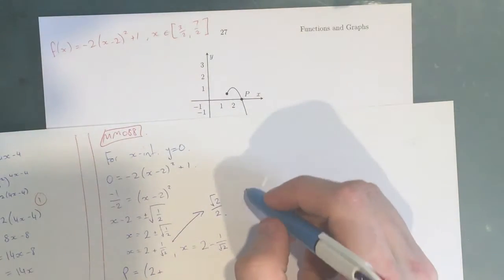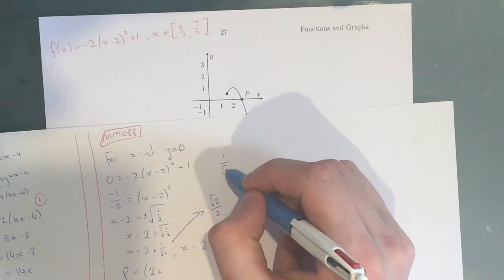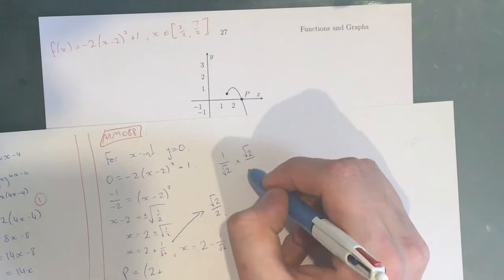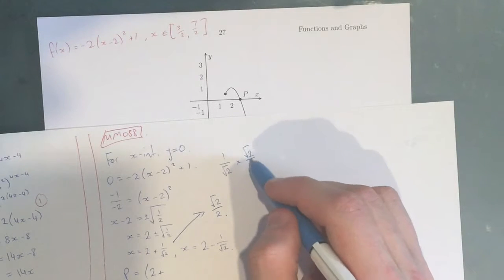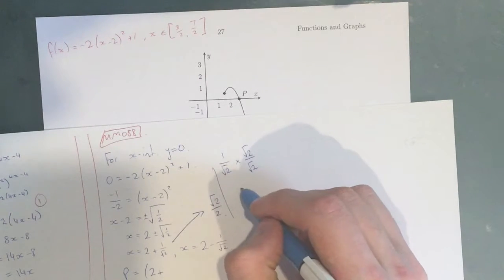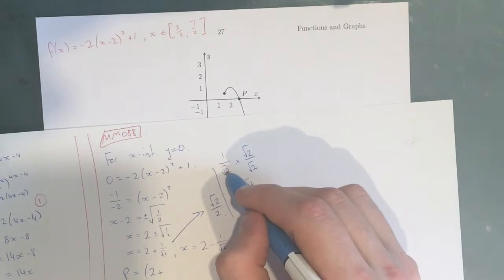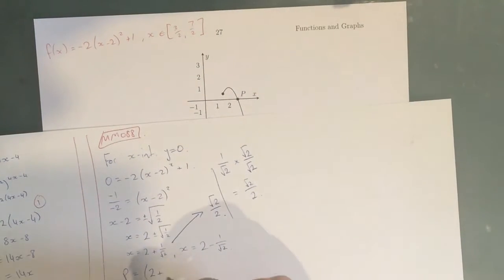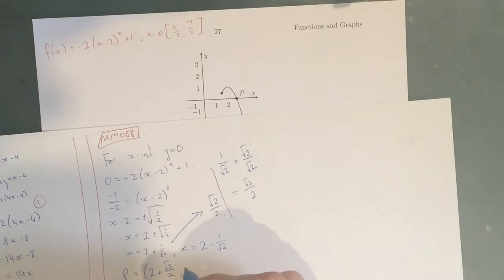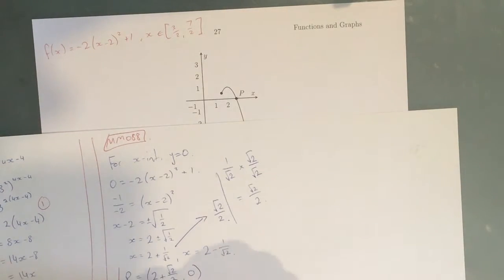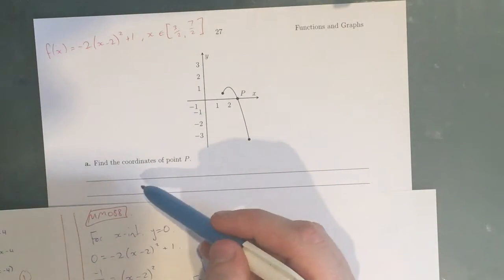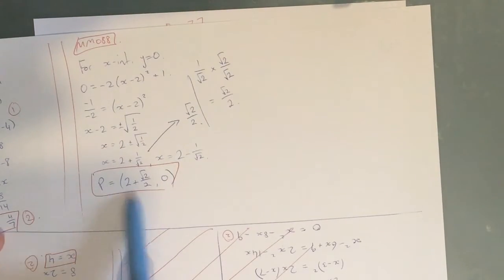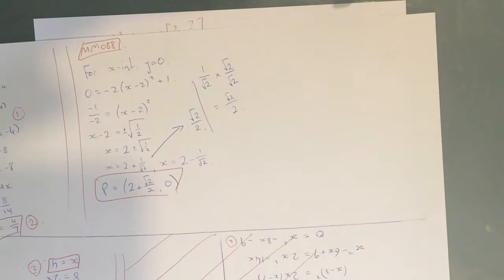So therefore, point P has x-coordinate 2 plus 1 on root 2, which is actually equal to 2 plus root 2 on 2. And the reason why is because if we rationalize our denominator, what that means is we multiply by root 2 on root 2, which isn't actually changing the number, we're just multiplying by 1, but changing the fraction. And then that equals root 2 over root 2 times root 2, which is just 2. So it's root 2 on 2, 0. And that's our final answer. Now it's a 1 mark question, like I said, so all you need to do is write this. Awesome. That's question A done.